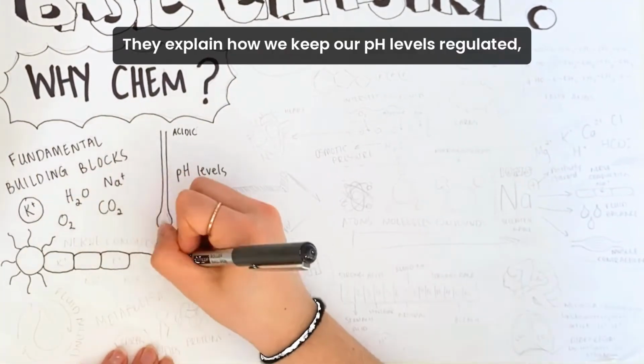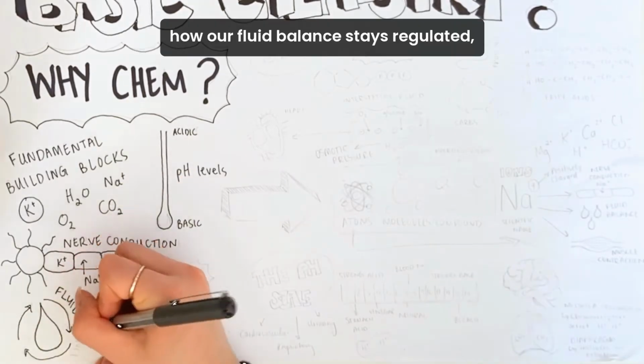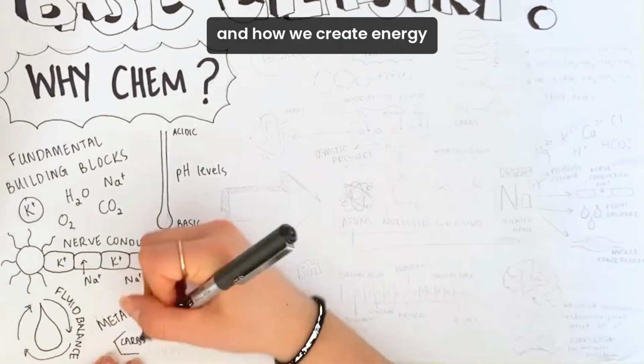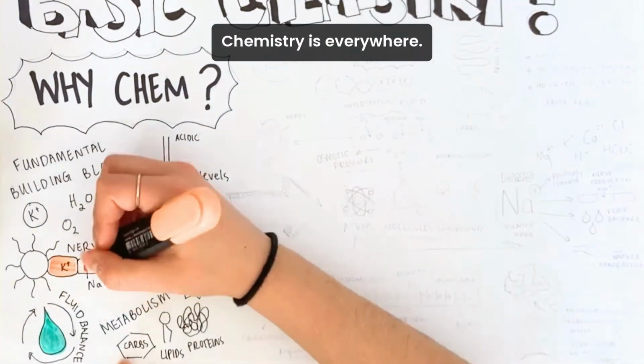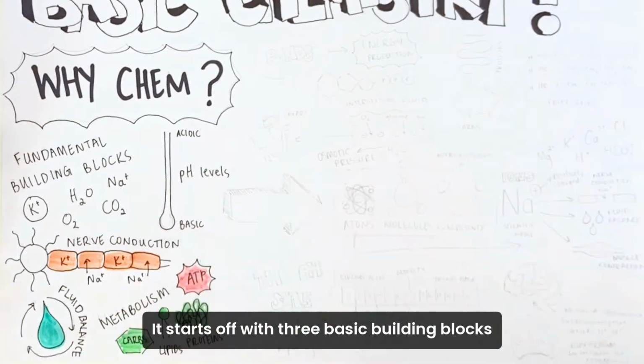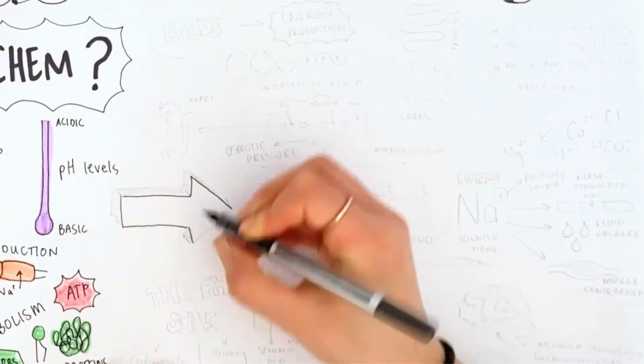They explain how we keep our pH levels regulated, how neurons communicate with each other, how our fluid balance stays regulated, and how we create energy by breaking down the foods that we eat. Chemistry is everywhere. It starts off with three basic building blocks: atoms, molecules, and compounds.